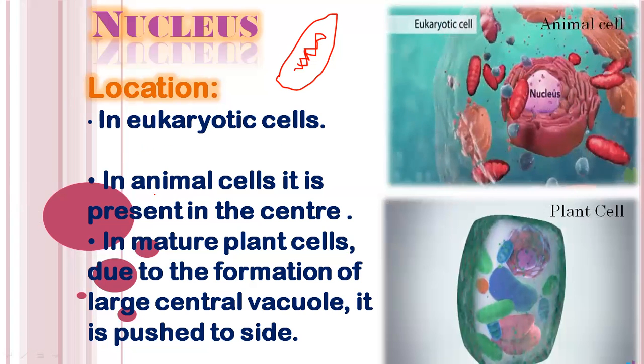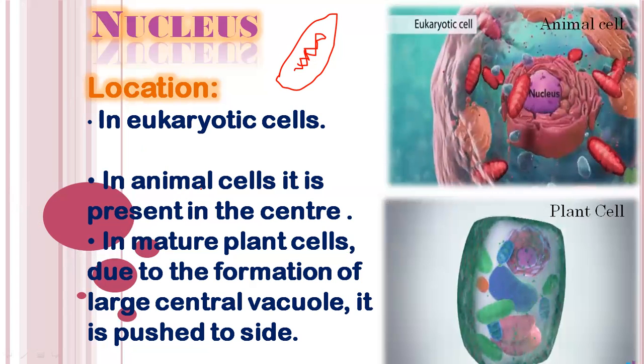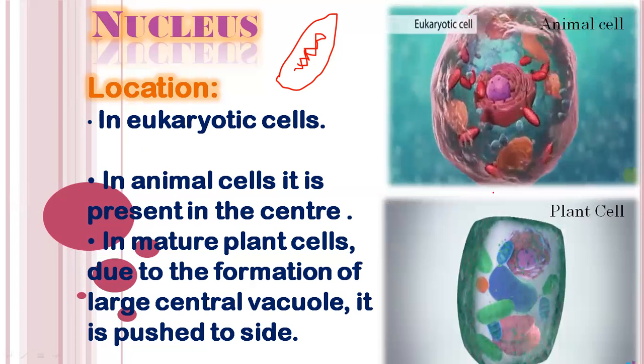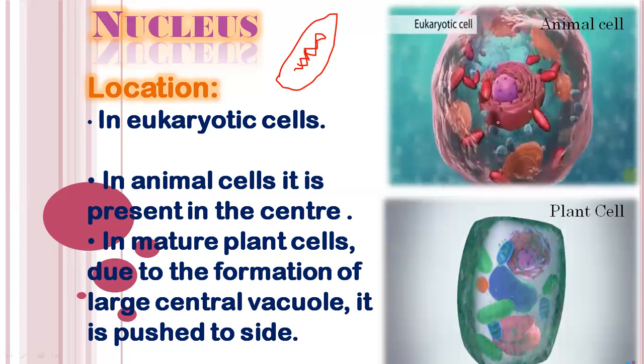So they are present in the animal cell in the center of the cell. You can see this is an animal cell and this is a rounded one. But not only rounded, there are different shapes of animal cells. So they are present in the center of the animal cell. If you see here, in the center of the animal cell, all the organelles are scattered around the nucleus.